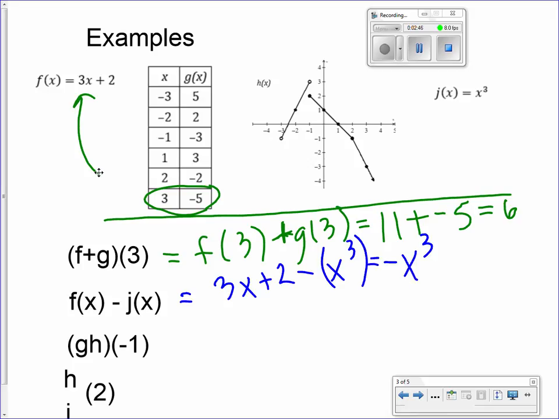We like to write polynomials in standard form with the highest degree first. So negative x cubed plus 3x plus 2. You do whatever algebra you know how to do to simplify as much as possible. All right, so a couple more examples on this page.